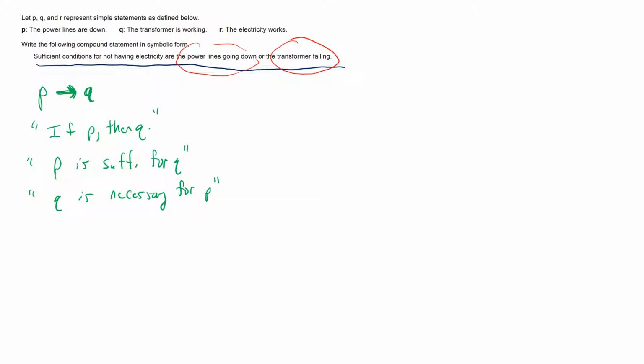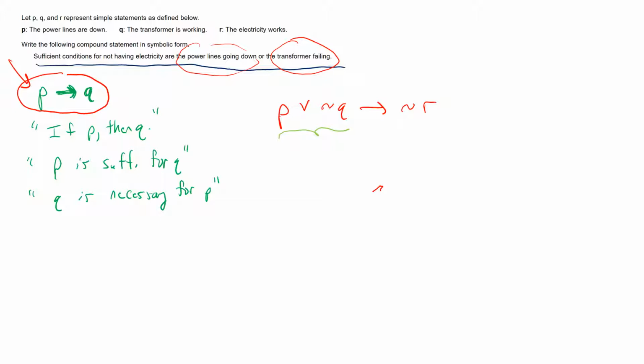So the sufficient stuff, when we write it in the symbolic form, P with the arrow Q, the sufficient stuff should go up front, the P. So power lines going down would be P, or transformer failing would be not Q. The transformer working, of course, is Q, so not transformer failing would be not Q. And so these right here are the sufficient conditions that we're told in order for this to happen, in order to not have electricity, which would be not R.